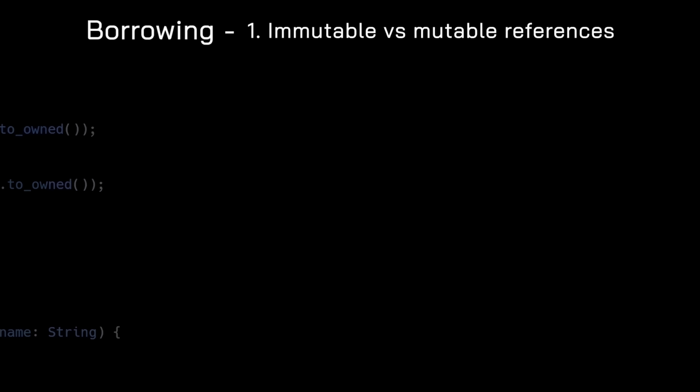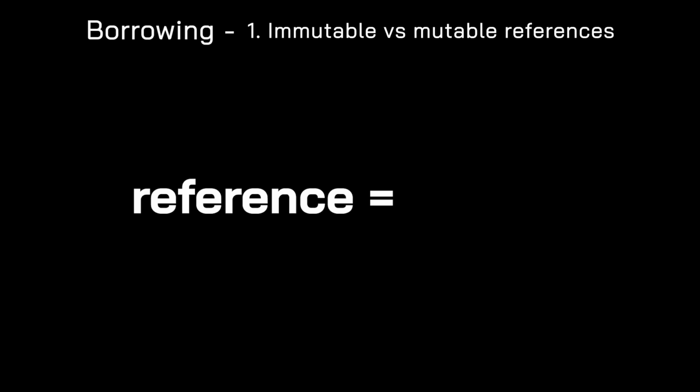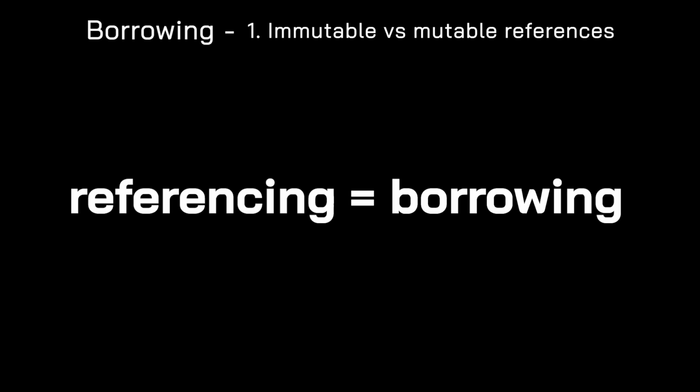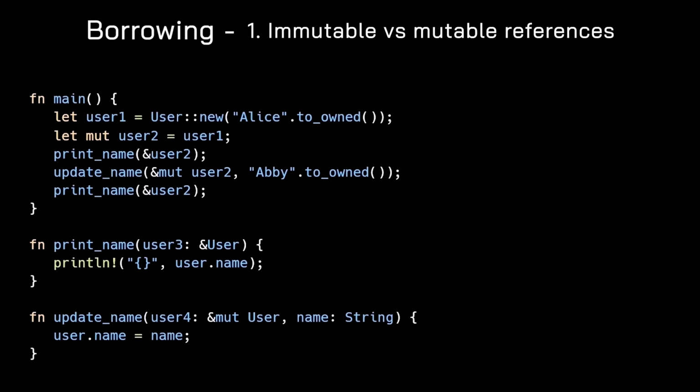By the way, in the Rust world, a reference is synonymous with a borrow, and referencing is synonymous with borrowing. You'll hear both used frequently. That's why this is called the borrowing model. In our code example, we can say that printName takes an immutable borrow and updateName takes a mutable borrow. So that's the first rule of the borrowing model.